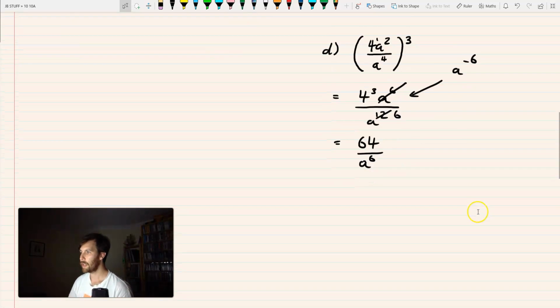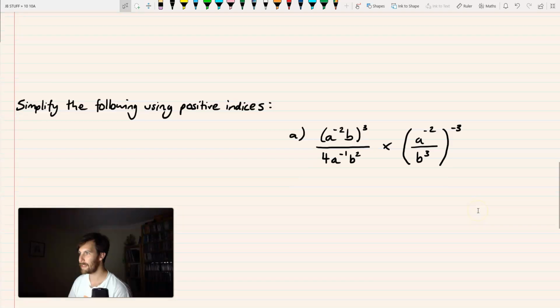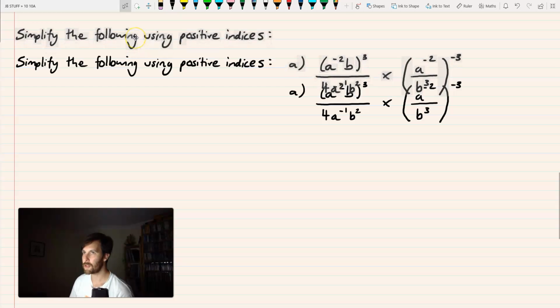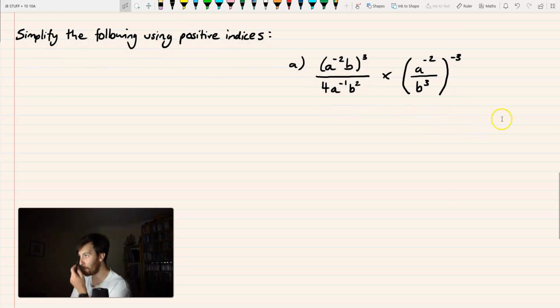Okay, now it's time for a couple of spicier questions. So this first one here, we're going to simplify the following using positive indices. So we've got a bit of a combination question here. We've got a pair of fractions being multiplied together. We've got a whole fraction within a bracket raised to a negative power. We've got a numerator in a bracket raised to a power as well. So well, the first thing you want to do when you see something like this is start by getting rid of any brackets that are there.